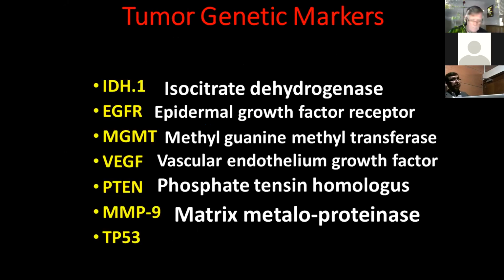So there are genetic factors, genetic markers, very well known to us now. IDH1, this is bad. If it is there, then the tumor is bad. EGFR, epidermal growth factor. MGMT, if it is there, it's better. VEGF, the vascular endothelial growth factor. PTEN, MMP9, TP53. These are genetic factors.